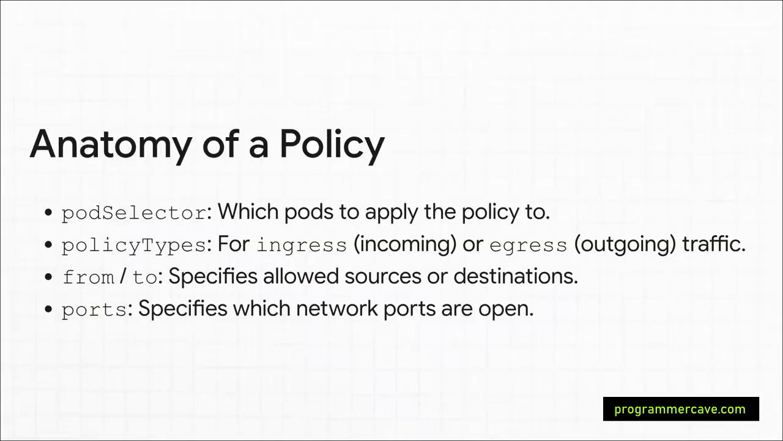So let's look at the building blocks. You start by selecting the pods you want to protect with a pod selector. Then you decide if you're controlling incoming traffic, outgoing, or both. For example, you could write a rule that says, only pods with the label role API are allowed to connect to my database pods on port 5432. It gives you incredibly fine-grained control.